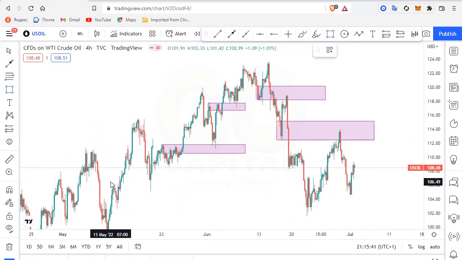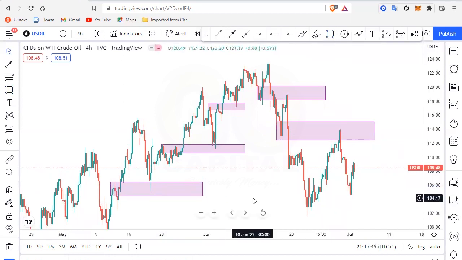I'm drawing some things on the chart as you are seeing me, and you'll be wondering what I am trying to do.